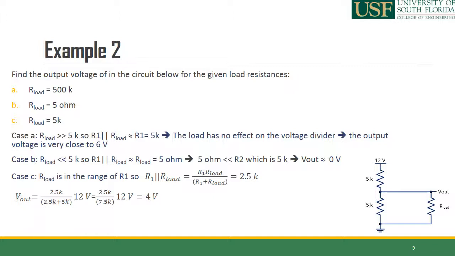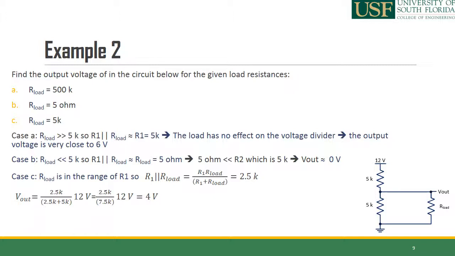But case C, we are talking about a 5 kilo ohm resistor. That 5 kilo ohm resistor is now significant, or comparable to R1. We cannot ignore that. So looking at the parallel resistance equations, R1 in parallel with R load would be 5 kilo ohm in parallel with 5 kilo ohm for case C, and therefore R1 R load divided by R1 plus R load would be the equivalent, giving us 2.5 kilo ohm for the equivalent of R1 in parallel with R load.